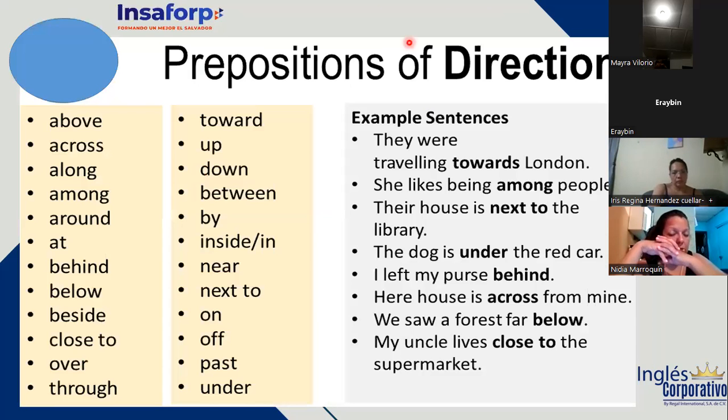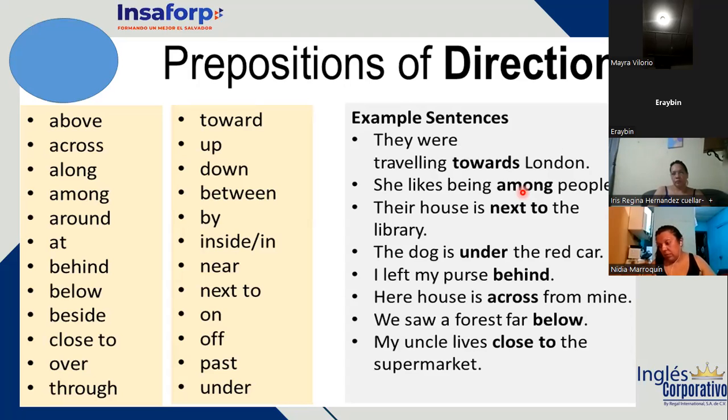So, prepositions of direction. How are we going to use those? As the name says itself, directions. We are going to use them every single time that someone asks you, like, how do I get to? ¿Cómo llego a tal lugar? How do I get to? For example, let's suppose that we are in San Salvador, and we are at the Savior of the World, and we want to get to Galerías or something like that. People who live in San Salvador will probably understand what I'm talking about.